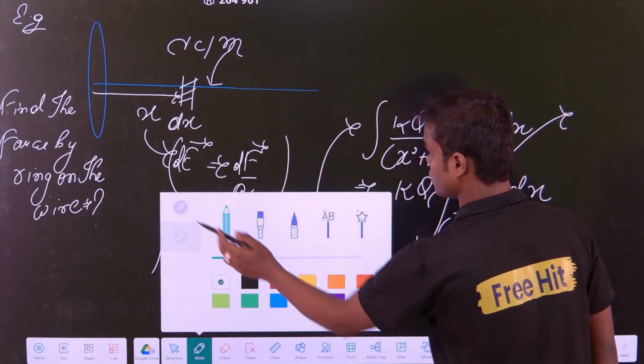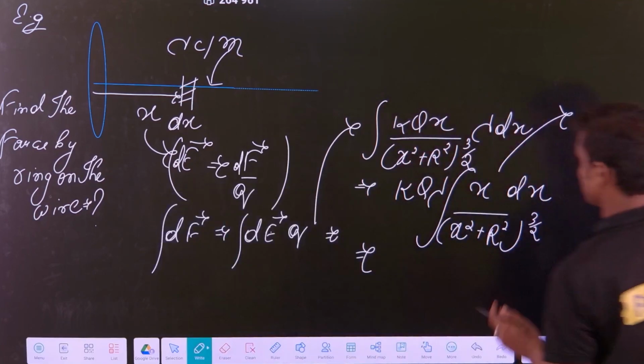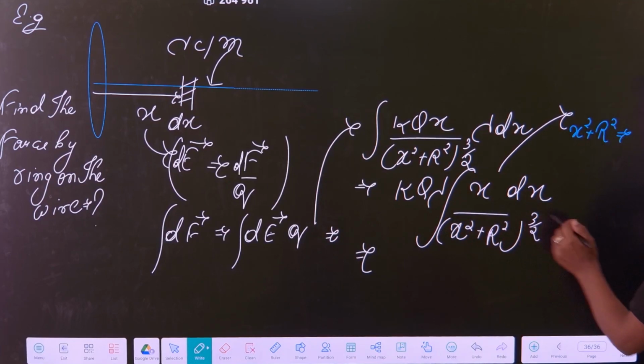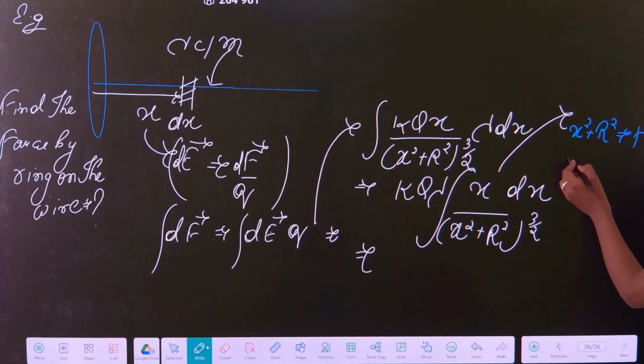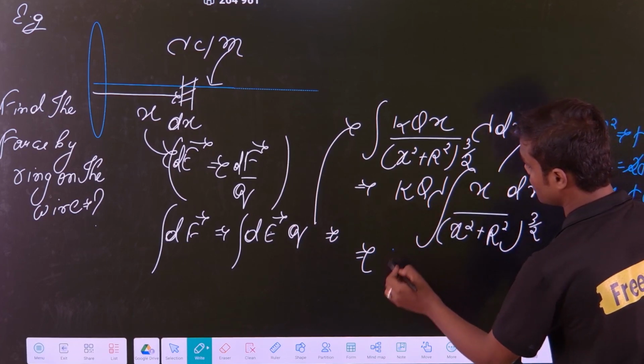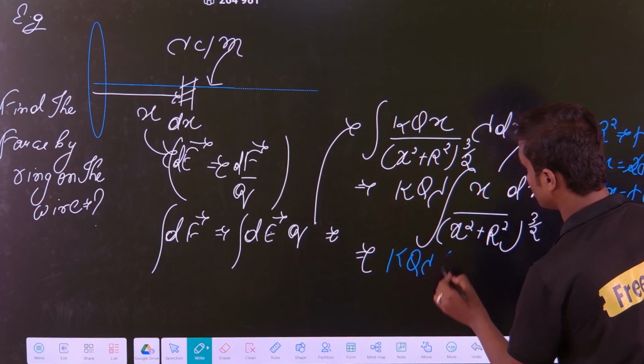How to do the substitution here? Because it will come a lot of times in physics, you have to remember: whatever is the denominator, you take it as t square, then you differentiate both sides. 2x dx is equal to 2t dt. 2 will cancel out, you will get x dx is equal to t dt. So this thing you will get k q lambda integration.